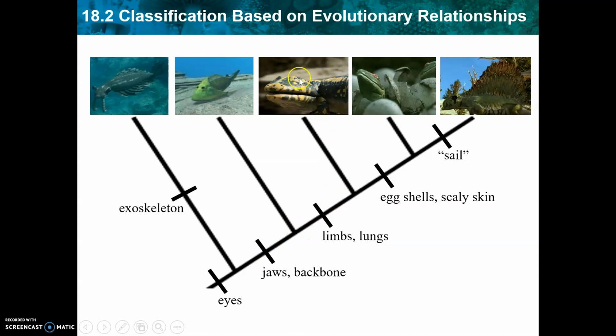Okay, next we have amphibians. Our new traits were limbs and lungs, and notice how I just wrote them both here together. If you put two hash marks side by side, that's fine. You can really show it either way. Next we have eggshells, which is that amniotic membrane, and scaly skin that's present in the reptiles, which are going to branch off next. And our final branch is the mammal-like reptiles that have that sail. And the sail for temperature regulation is what makes these guys mammal-like, because mammals, being warm-blooded, can regulate their temperature.